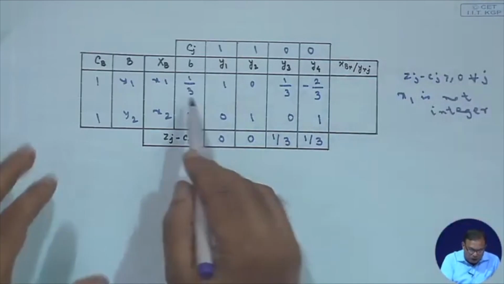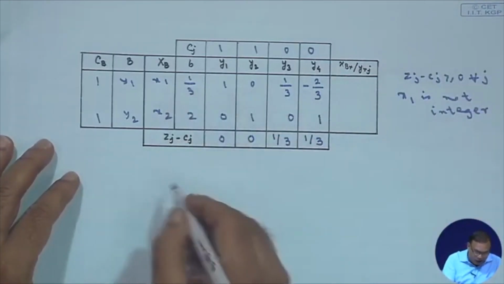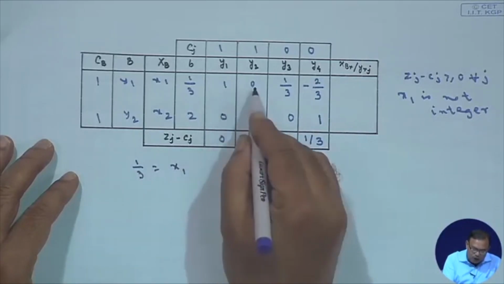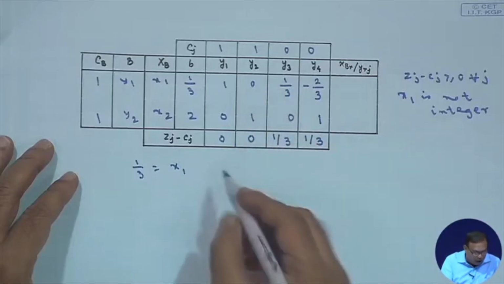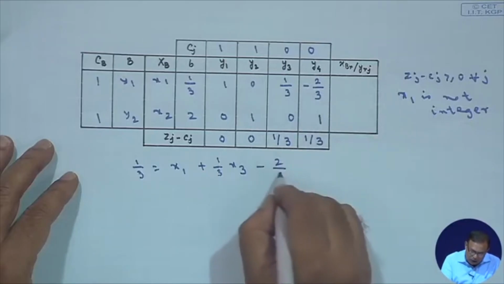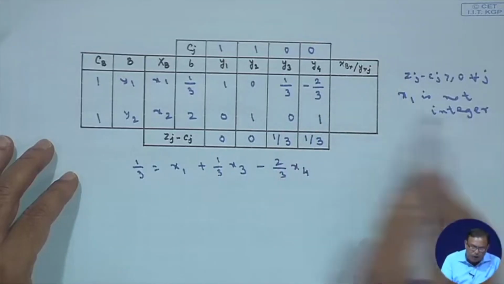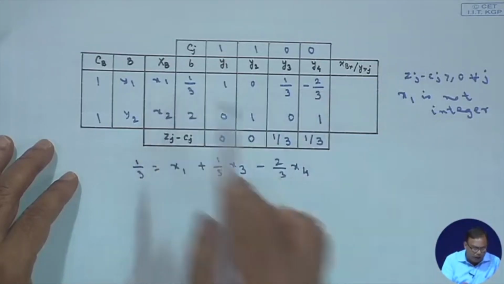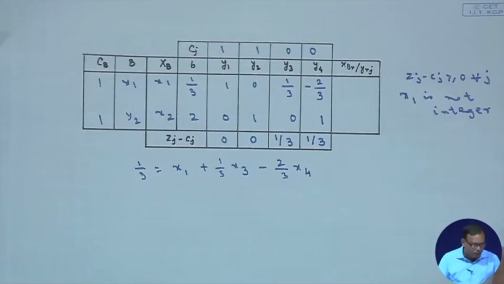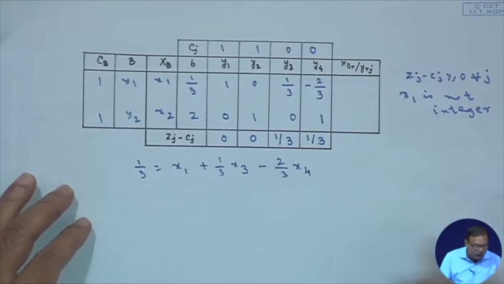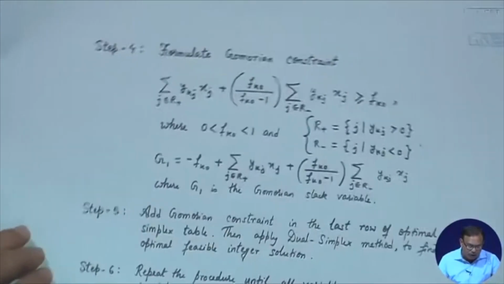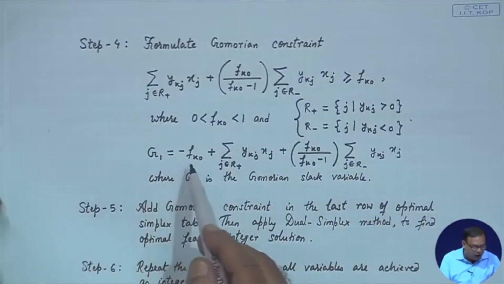Corresponding to this equation, I can write down 1/3 equals x1 plus 0 into x2 plus 1/3 into x3 minus 2/3 into x4, the row where x1 has a fractional value. So, x4 has the most negative coefficient in the mixed fractional part. Using this Gomorian constraint G1, I now have to calculate.